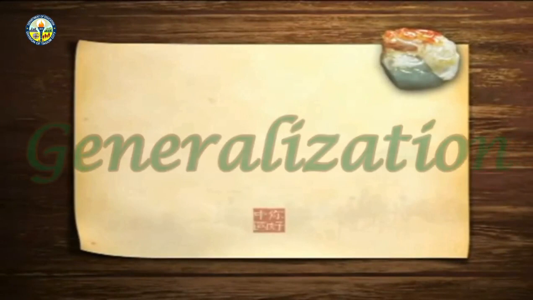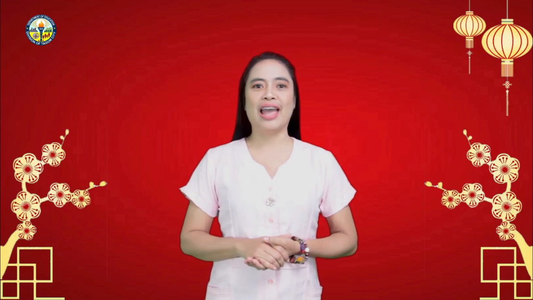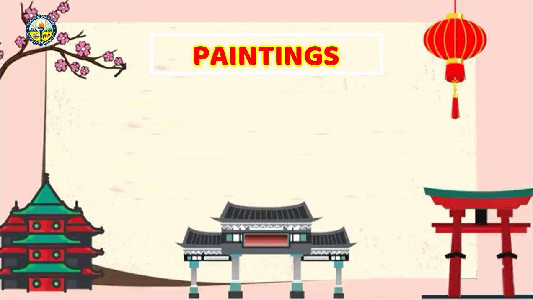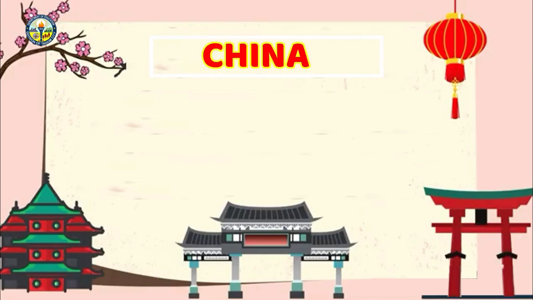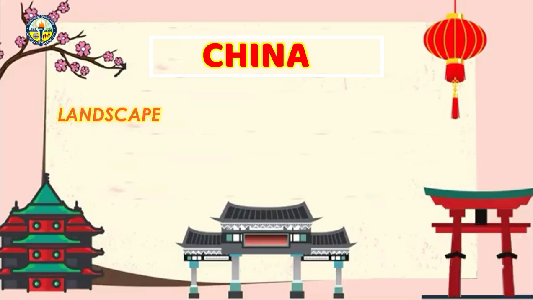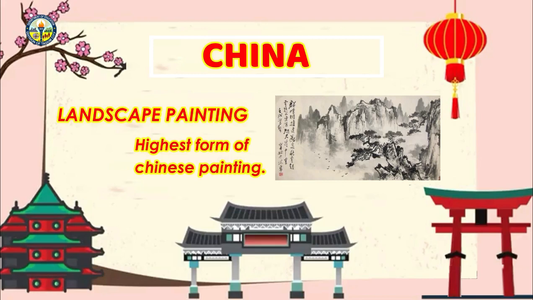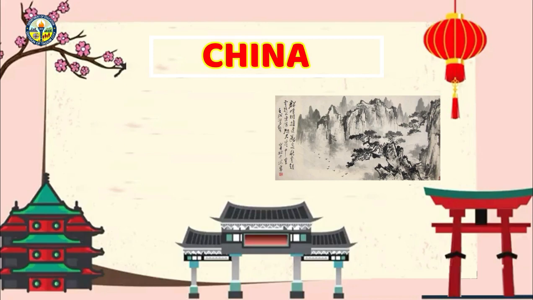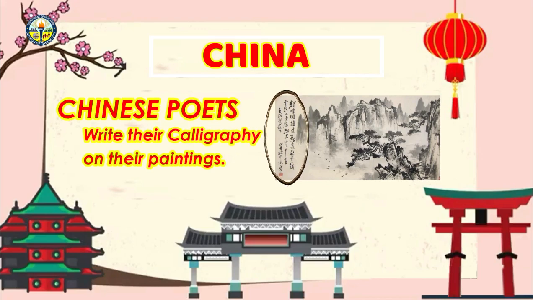Summary of the important information and the characteristics of East Asian arts in the form of paintings. Paintings from China, Japan, and Korea portray different subjects, themes, or motifs. In China, their paintings are about flowers and birds, landscapes, palaces and temples, human figures, animals, bamboo, and stones. Landscape painting was regarded as the highest form of Chinese painting because Chinese people always give importance to nature. Also, Chinese poets usually write their calligraphy on their paintings.